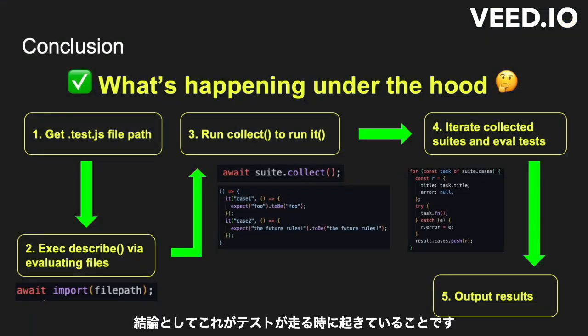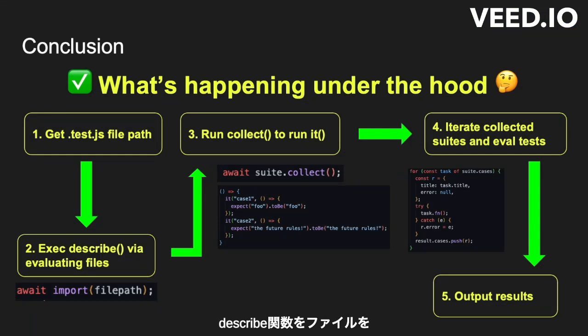As a conclusion, this is what's happening when running tests. First, get test files. Second, execute the describe function by evaluating files. Third, run the collect function to call the it function inside describe. Fourth, iterate over the collected suites and evaluate tests. Finally, output results.